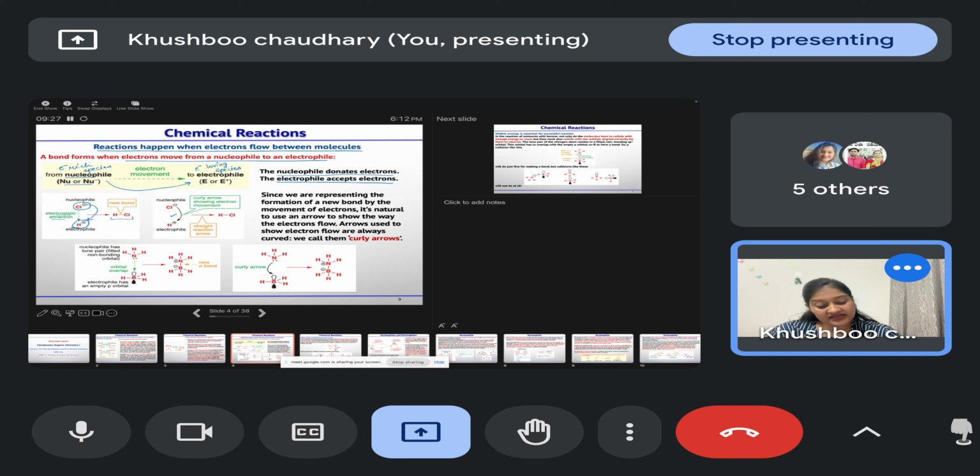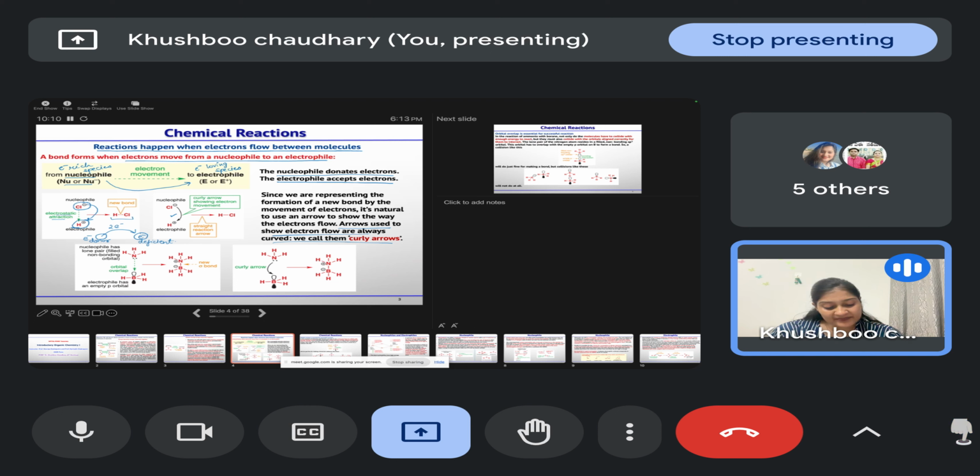And whenever we are using a curly arrow, the two-headed arrow represents the movement of two electrons. So this tail will be towards the electron donor species, or if lone pairs are there, then we will make this arrow from the lone pair, and this head will go towards the electron deficient species or electron acceptor. So for representing the formation of a new bond by the movement of electrons, we will use arrows, and we call them curly arrows.